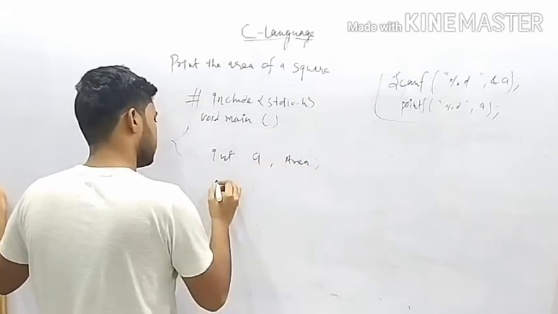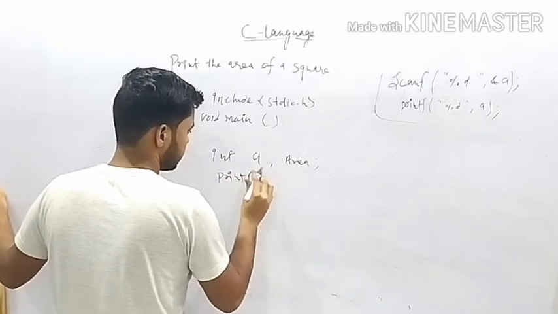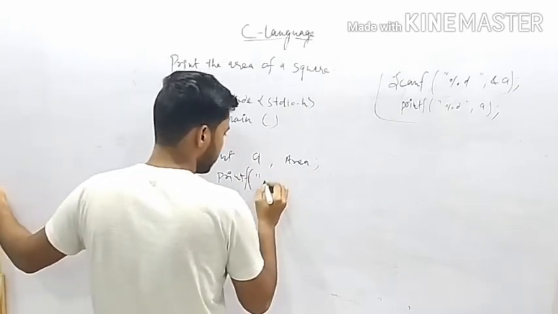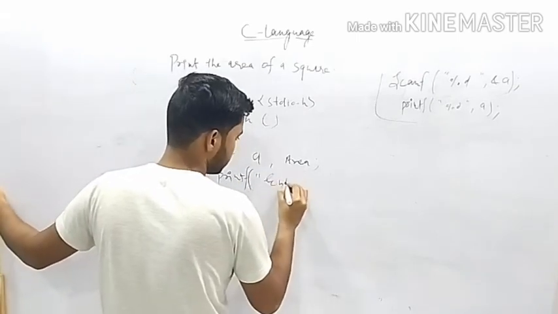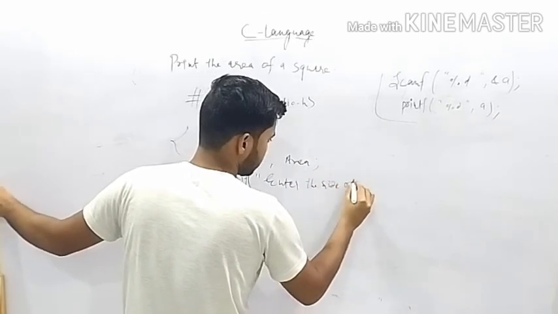So we will print "enter the side of square".